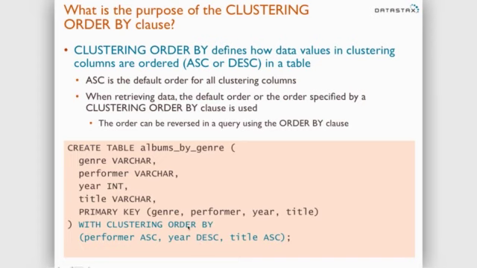Here we're using the clustering order by statement to set the sort order of these fields. Now notice these are only our clustering columns: performer, year, title. We don't have the opportunity to specify the sort order for non-clustering column fields.